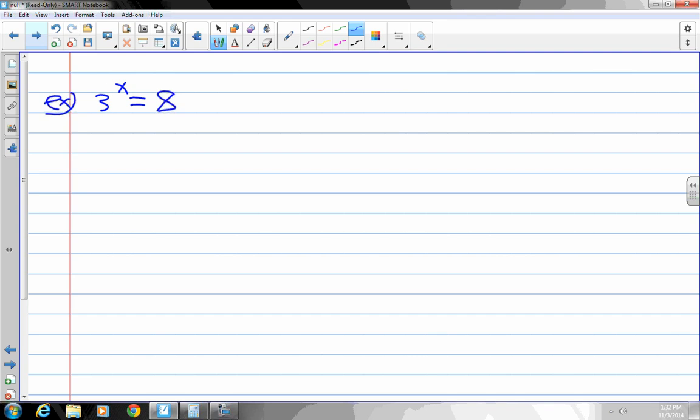Well, here's an example where the bases are 3 and 8, and there's nothing I can do to turn 8 into a base 3, right? I mean, if I can, then I'd just solve this equation, because that's what the question is. What 3 to what power equals 8? And so these bases are different, so I cannot use whatever we just did. So in this case, use logarithms.